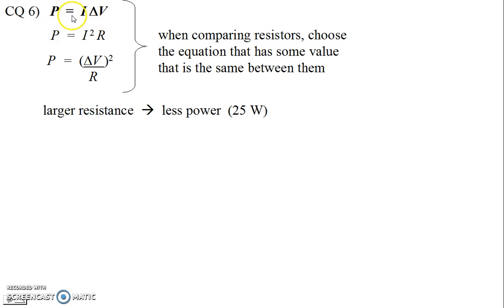If the current is the larger value, that means the power is the larger value as well, and so the larger current comes to the one with more power. That's going to be 100 watts. Again, you could just put numbers in and calculate, but we really want to be able to just look at the equations and see it by inspection.